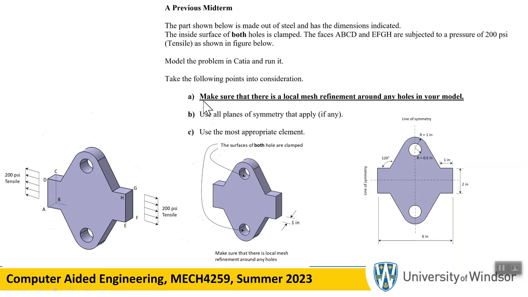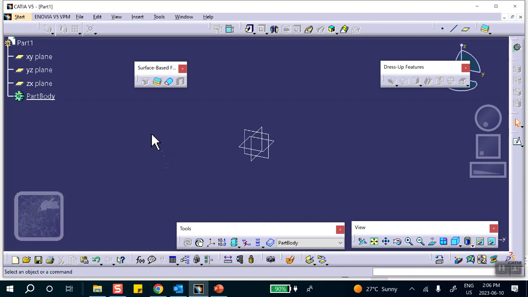Now, the other thing is that it says make sure that there is a local mesh refinement around either one of these holes. Okay, so you have two choices. You can make the whole thing and then split it 3 ways, or you can just make half of the model, or actually 1/8 of the model. That's what I'm going to do, okay? So let's go ahead and do that. For example, this thickness, which is 1, because you're cutting through the width, or the thickness, is going to be 0.5. All right, so we start with the part design.